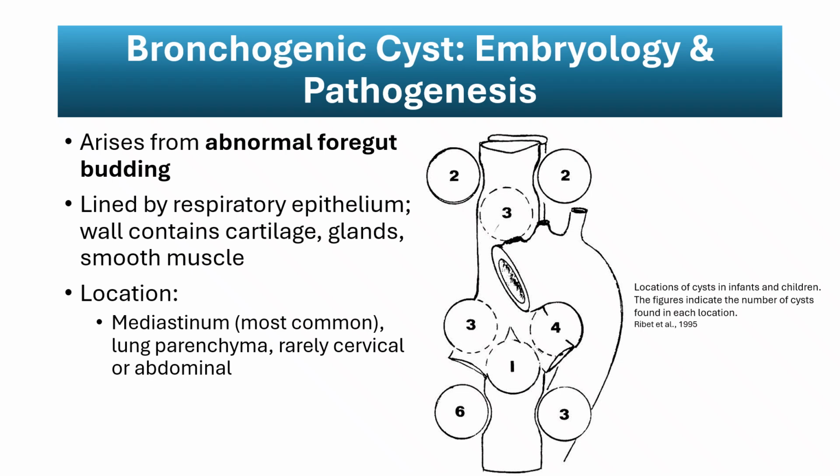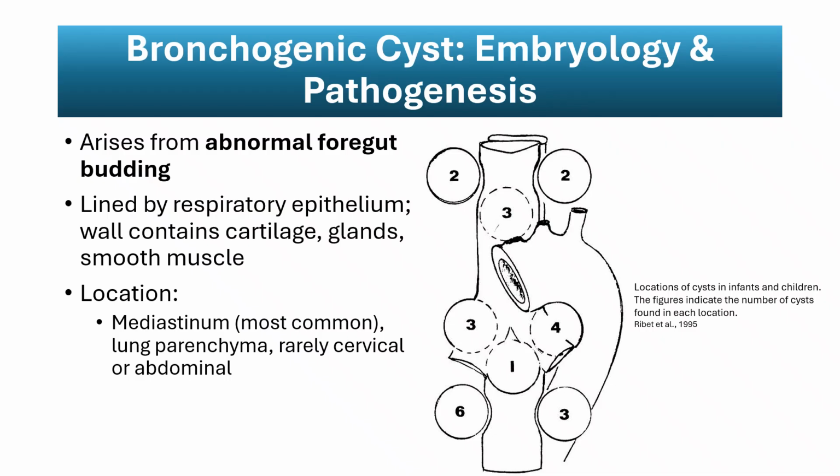Bronchogenic cysts arise from abnormal budding of the embryonic foregut, typically during the 4th to 5th week of gestation. The cysts are lined by respiratory epithelium and contain cartilage, smooth muscle, and mucus glands, reflecting their origin from airway tissue. They most commonly localize in the mediastinum, though they can also occur within lung parenchyma or, rarely, in cervical or abdominal locations. The size and location of the cyst influence clinical significance.